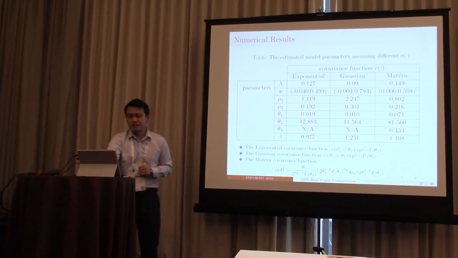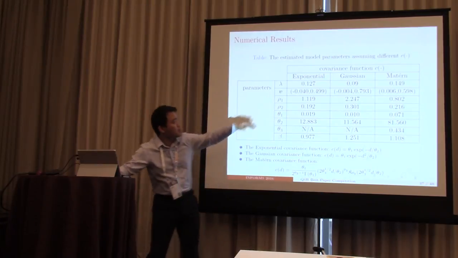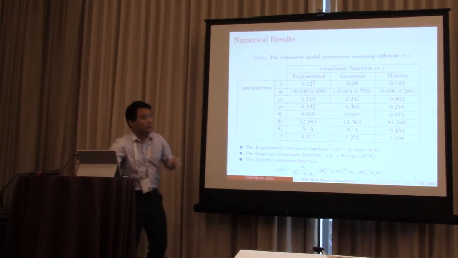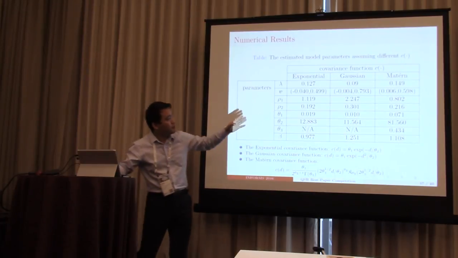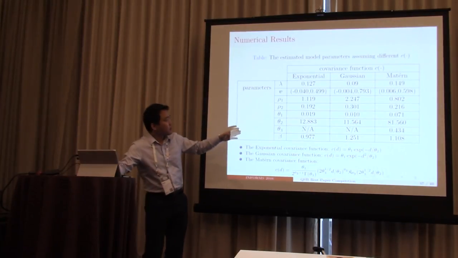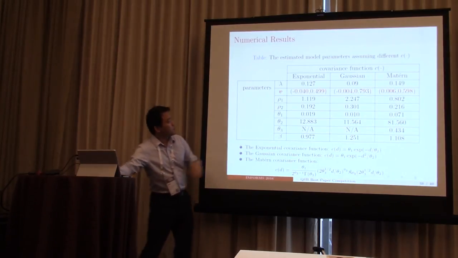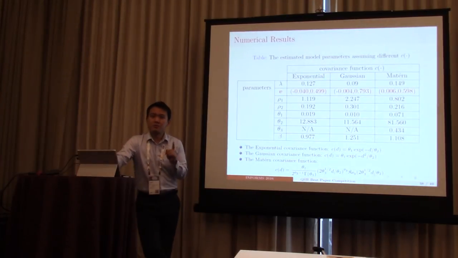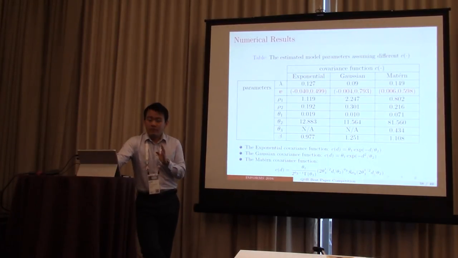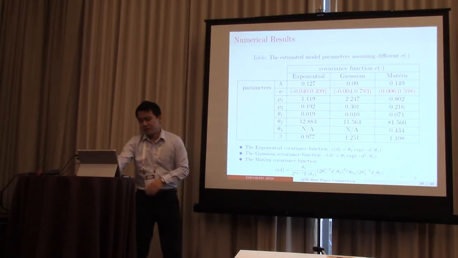Now this is the estimation results for different parameters, assuming different parametric forms for this C. I'm going to assume exponential, Gaussian, and Matern spatial covariance functions. So basically, I can see the estimated numbers. Let me just look at a few of them. Look at this V. The second component of V is much higher than the first component. We have already observed that the divergence propagation is from the south to the north, so we kind of expect this already.